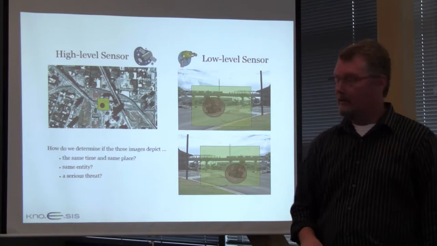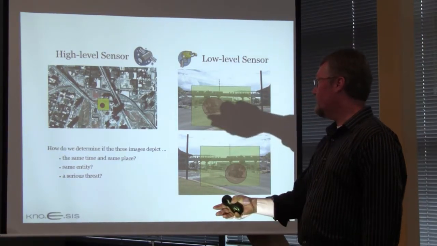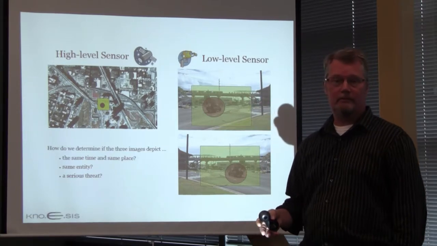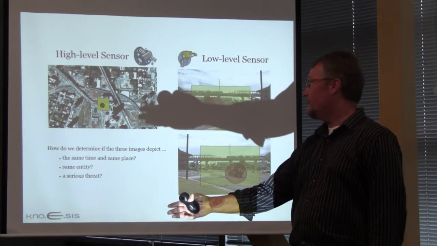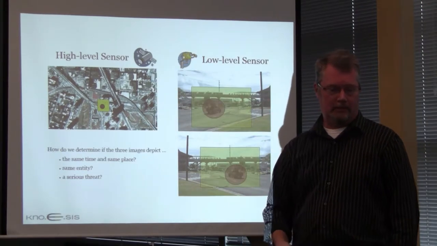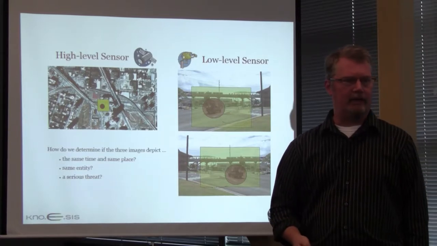Okay, so to describe what I mean by annotating the data, we use this as an example. We've got low-level sensors that are taking pictures of objects in the street. Then we have high-level sensors that are taking pictures from a different orientation and a different scale. We want to be able to combine that data to determine whether things that we see are all the same or all different.